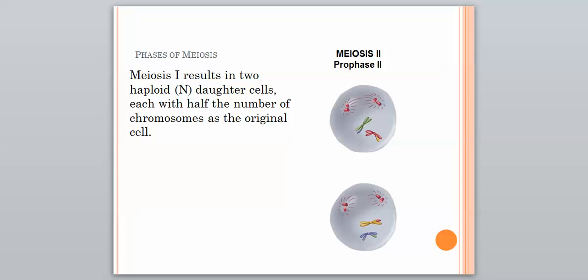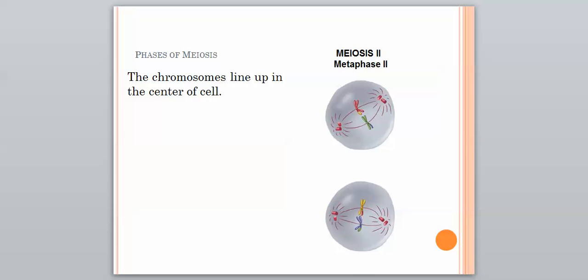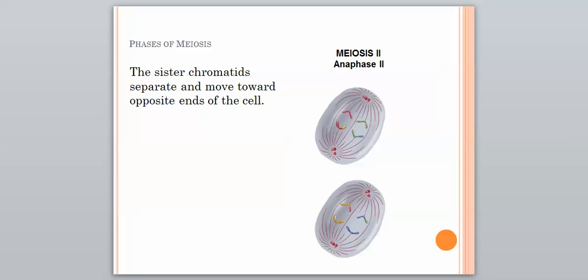That's just the fact that our result from Meiosis 1 goes right into Meiosis 2. Then in metaphase 2, our chromosomes line up in the center of the cell. As you can see here, they're all lined up in the center, and those spindle fibers have attached as well. And in anaphase 2, the sister chromatids separate and move towards opposite ends of the cell. Again, this is really similar to what happens in mitosis. They get pulled apart and move to opposite ends of the cell.